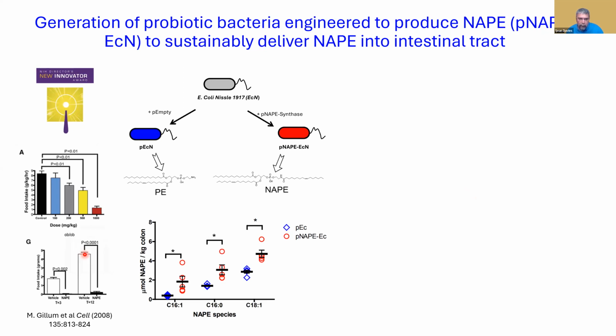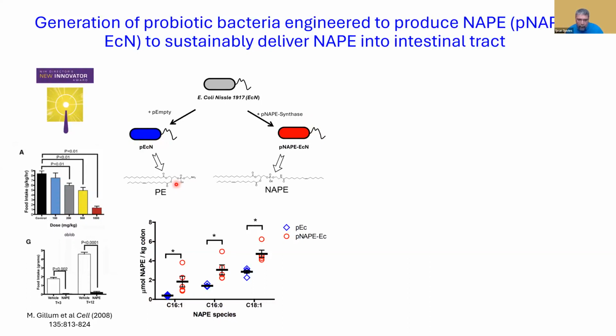And so to do this, we used a probiotic bacteria strain, E. coli Nissle 1917, and transformed it with NAPE synthase from Arabidopsis. Now, the reason we chose this is that at that time, none of the mammalian N-acyltransferases were cloned, so this was the only gene that we knew of that we could transform to increase NAPE synthesis. The other thing I want to point out is that E. coli, their primary phospholipids are PE.